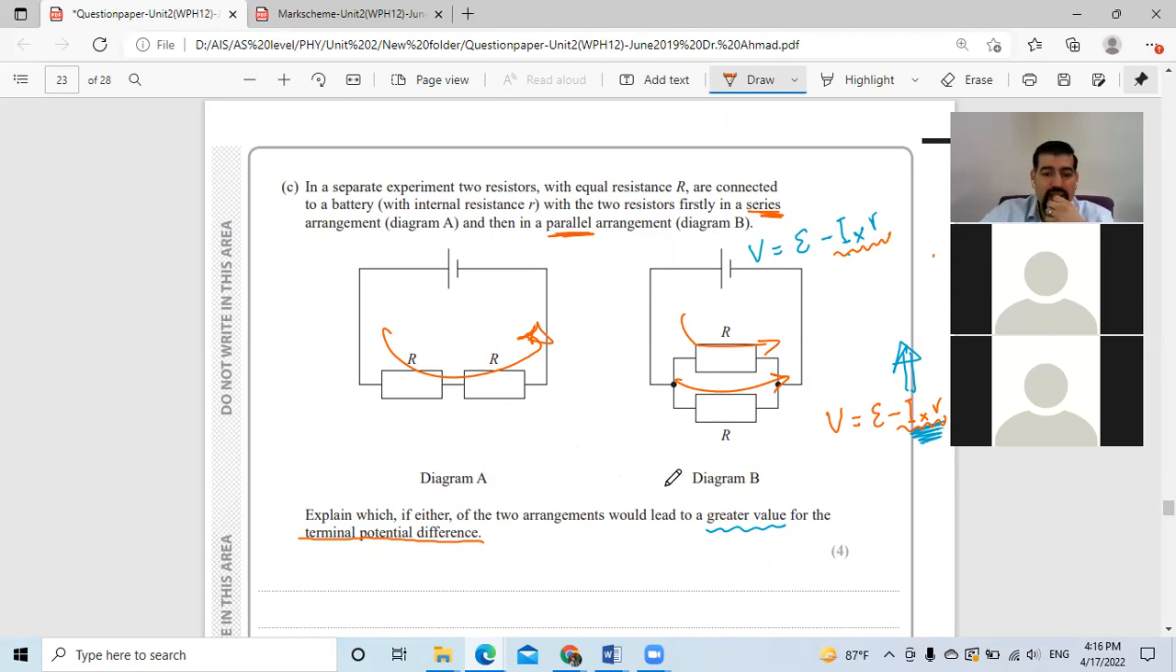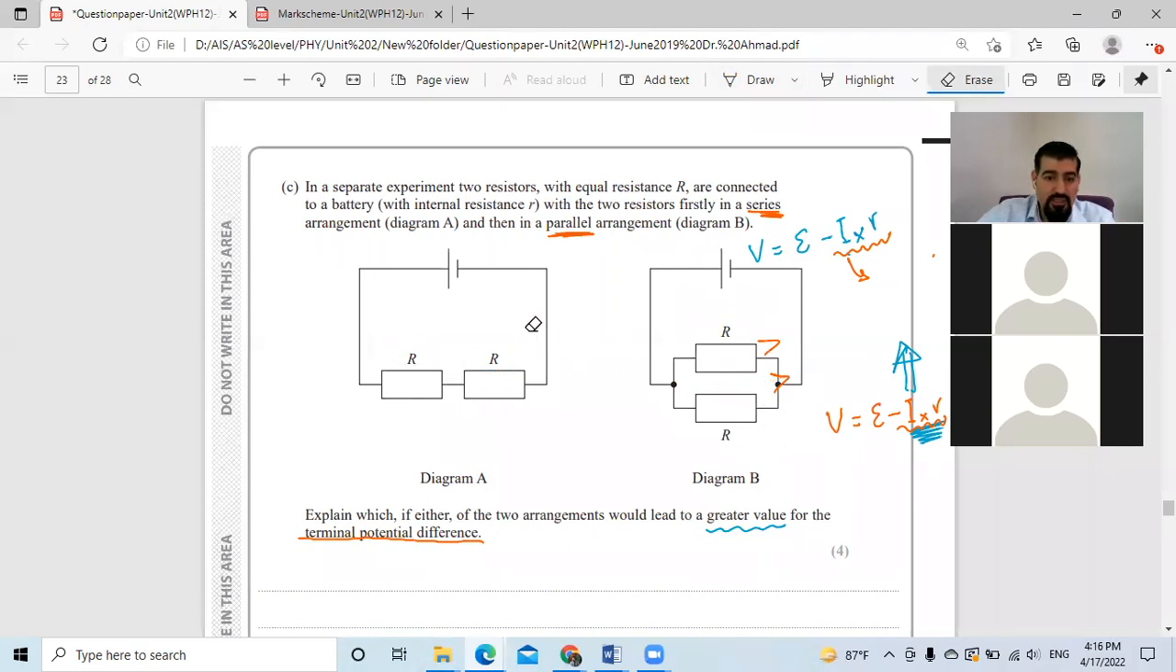Which one has higher voltage read? The one in series or the one in parallel? Yes, of course, the one in series. Why the one in series? Because the resistance is more, that means there is less current. So as the current I decreases, the product of these two will be less. So EMF minus a smaller value will be greater what?